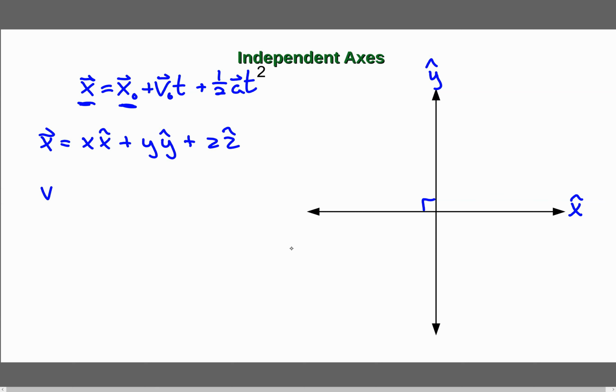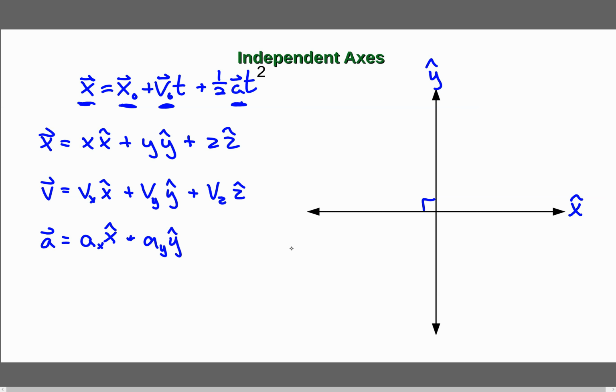We have velocities that are vectors. So they have a piece that's in the x direction, a piece that's in the y direction, and a piece that's in the z direction. Okay? And we have accelerations that are vectors. So they have a piece that's in the x direction, a piece that's in the y direction, and a piece that's in the z direction. So remember that these things are always vectors. They always look like this.